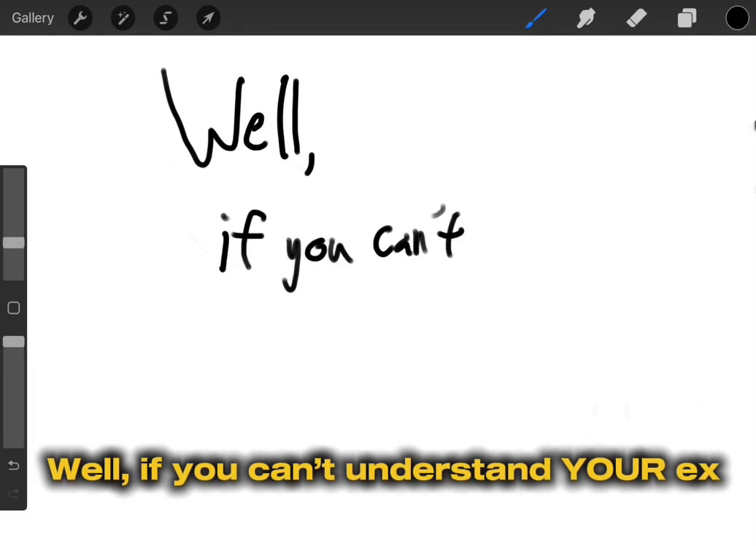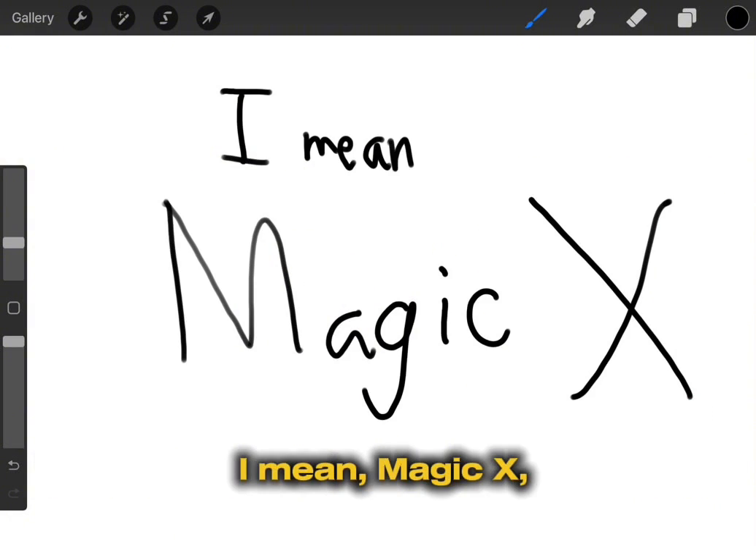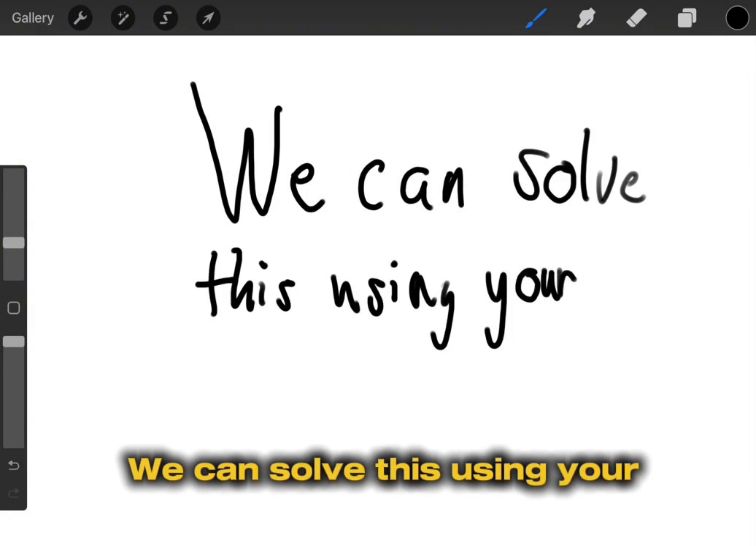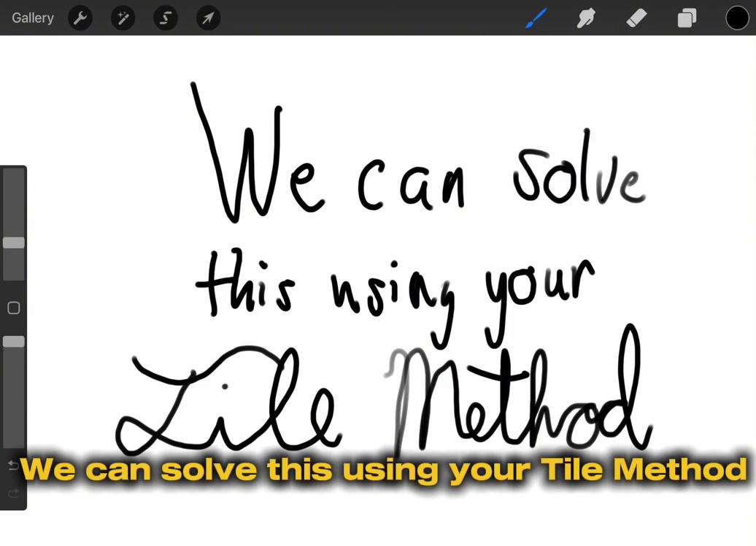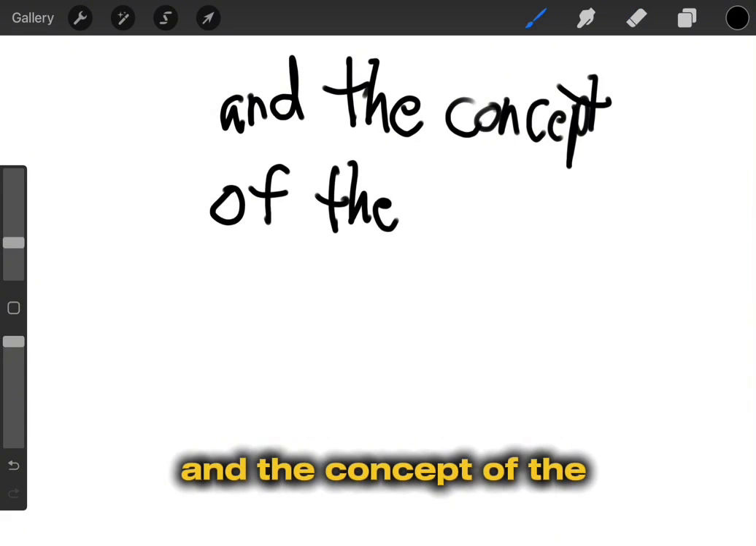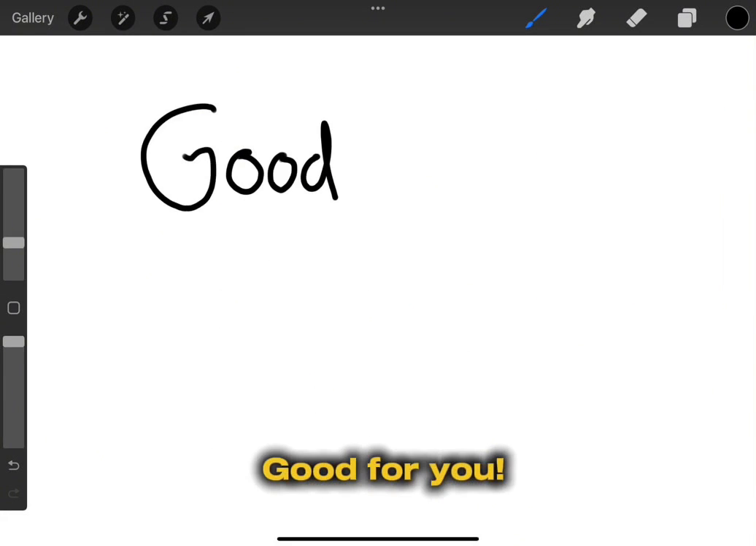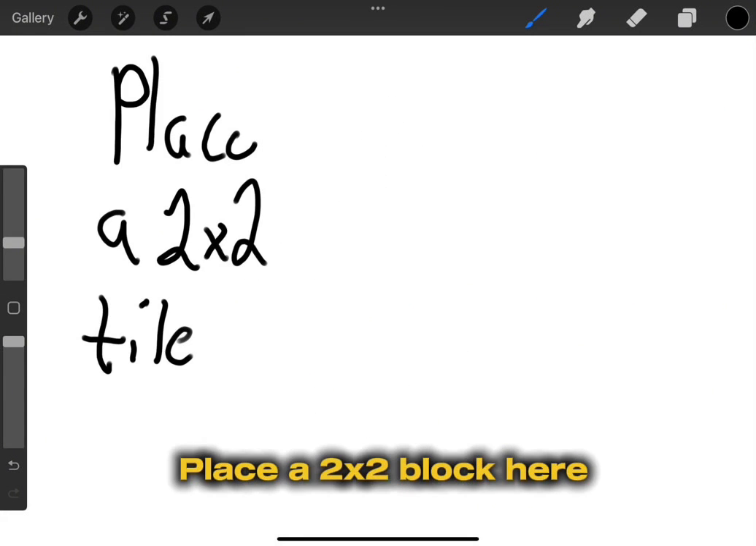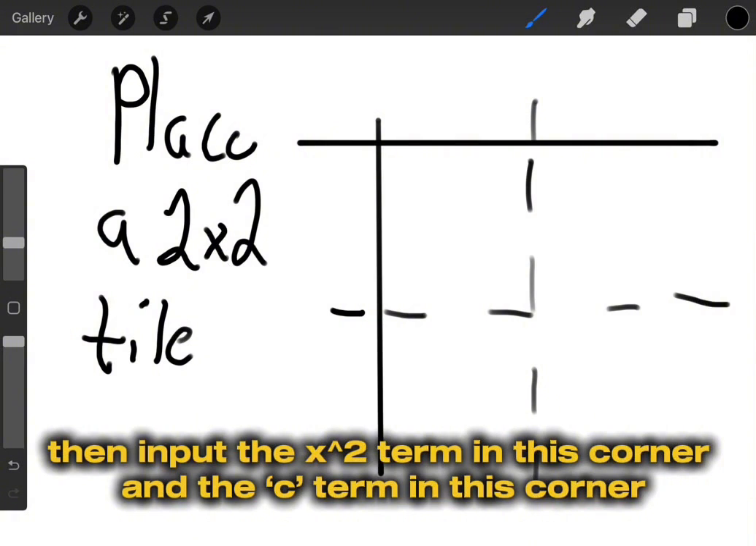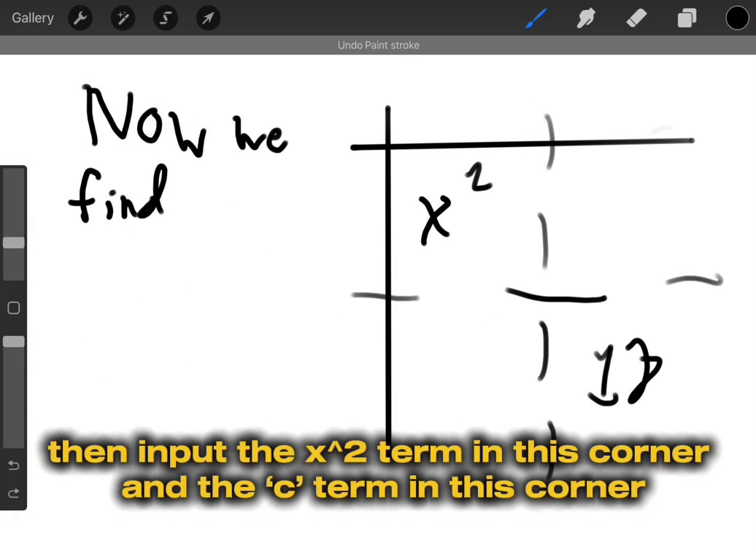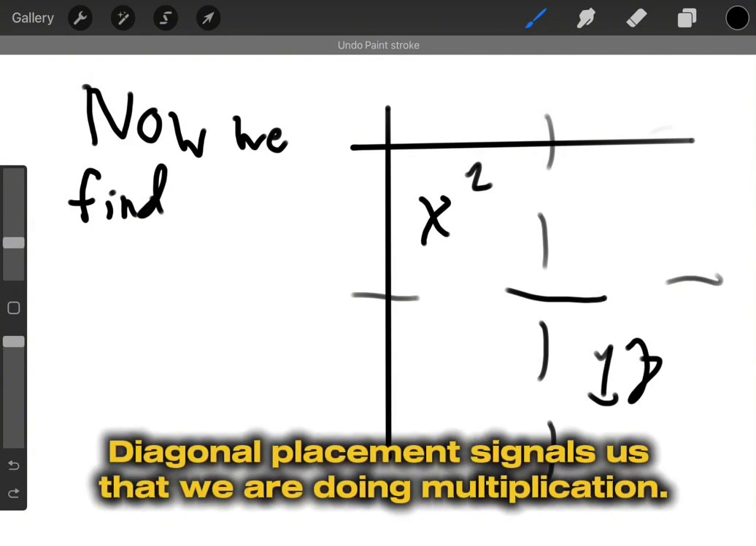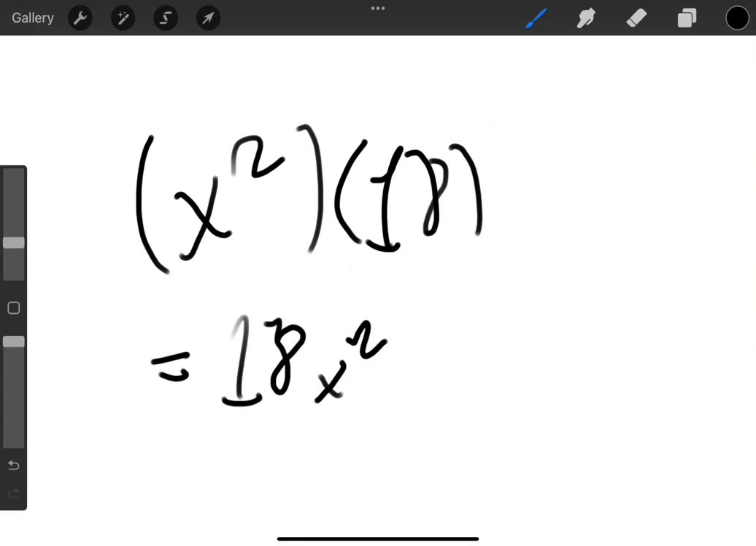Well, if you can't understand your x, I mean Magic X, we can solve this one by the tile method. Just like floor tiles and the concept of the multiplication table, it's just multiplying and adding stuff. Do you play Block Blast? Good for you! Place a 2x2 block here. Then, input the x squared term in this corner and the c term in this corner. Diagonal placement signals us that we are doing multiplication.